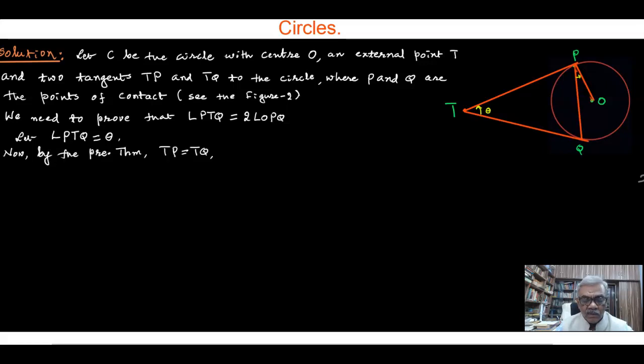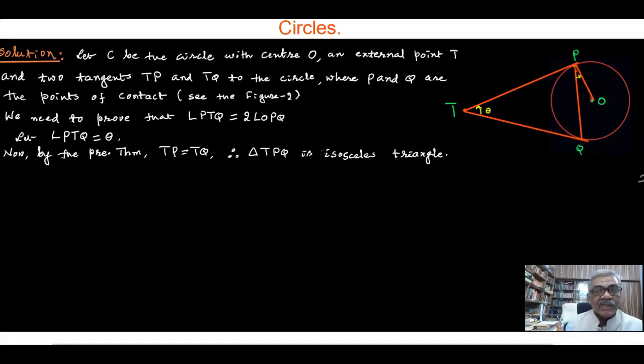Now by the previous theorem, TP equals TQ, because the lengths of the two tangents are equal. Therefore, triangle TPQ is an isosceles triangle, because in the triangle PTQ, TP equals TQ.